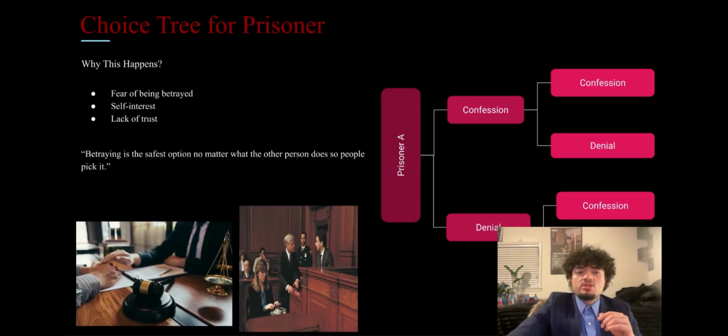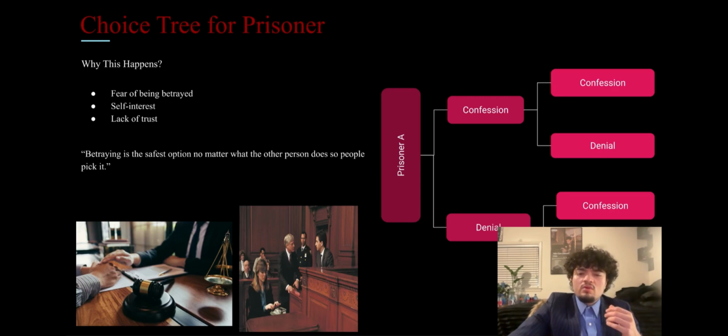I have planted a choice tree right here. Prisoner A has two options, confess or deny. But you might see that two more stems were created after they have that decision to make. And you might ask yourself, why? Well, this just doesn't rely on you. If you confess, now it's prisoner B's time to either confess or deny. But if you deny, it is still time for him to confess or deny. So one must know that there are 4 possible outcomes, even though you have 2 choices.